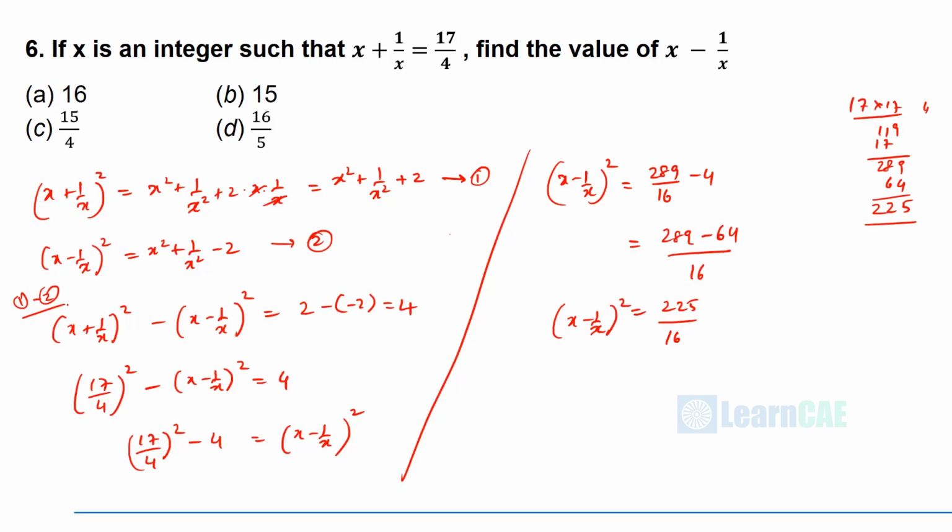Now we have to find out the value of x minus 1 by x. Taking square root on both sides, we will get x minus 1 by x is equal to, this is 15 square and this is 4 square. This will be 15 by 4. The answer is C, 15 by 4.